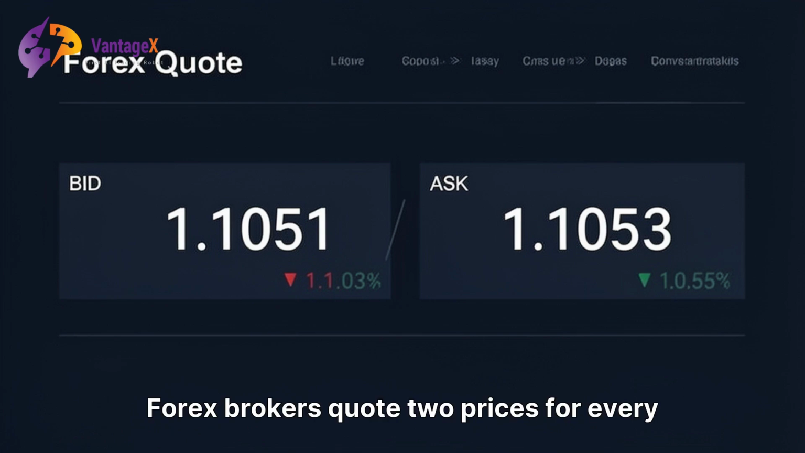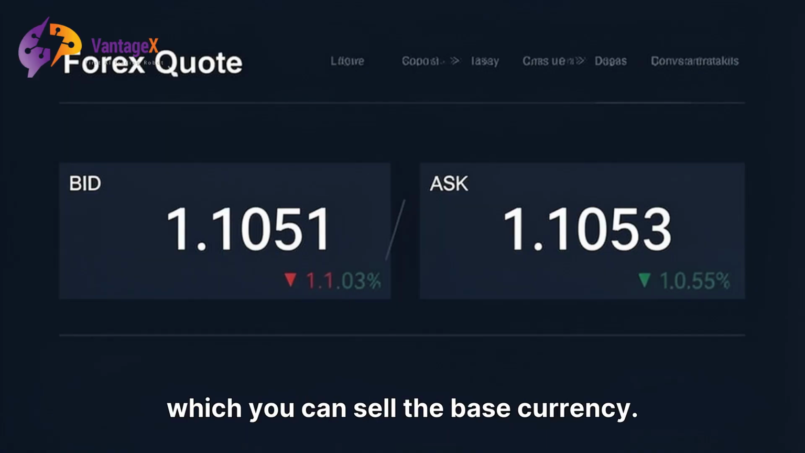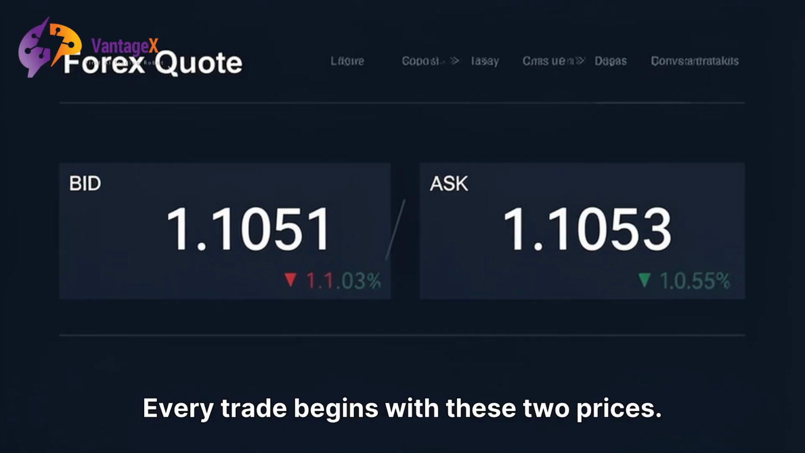Forex brokers quote two prices for every currency pair. The bid price is the price at which you can sell the base currency. The ask price is the price at which you can buy the base currency. Every trade begins with these two prices.